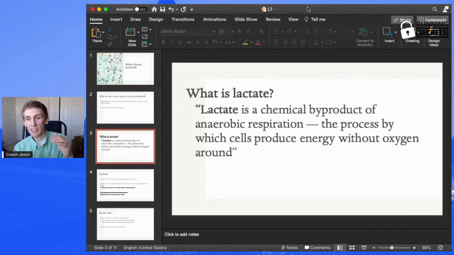So what exactly is lactic? The definition of lactate: it is a chemical byproduct of anaerobic respiration, which is the process by which cells produce energy without oxygen around them. If you didn't already know, our body needs oxygen to function, obviously. And when we run, we're using a lot more oxygen than when we're not running.